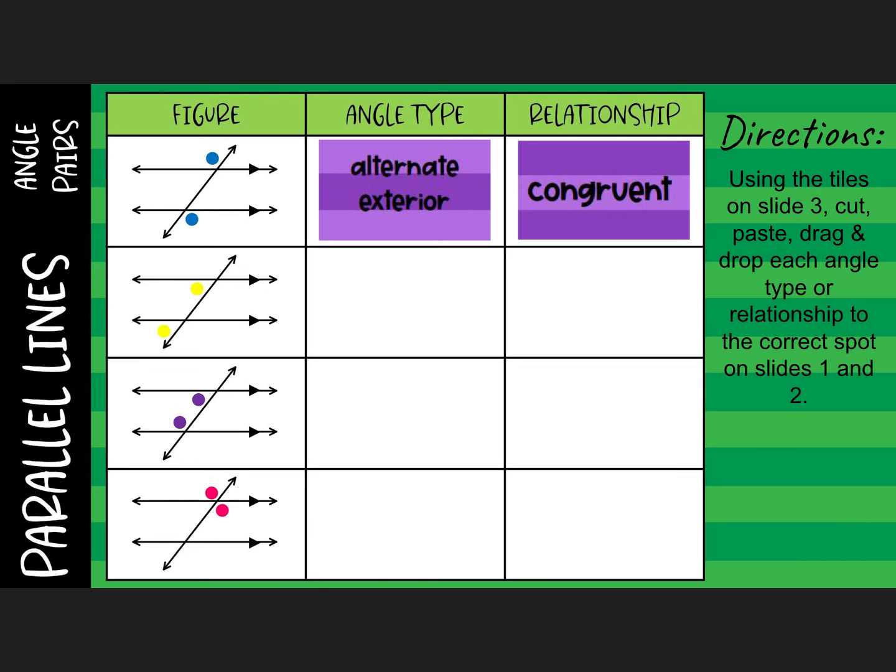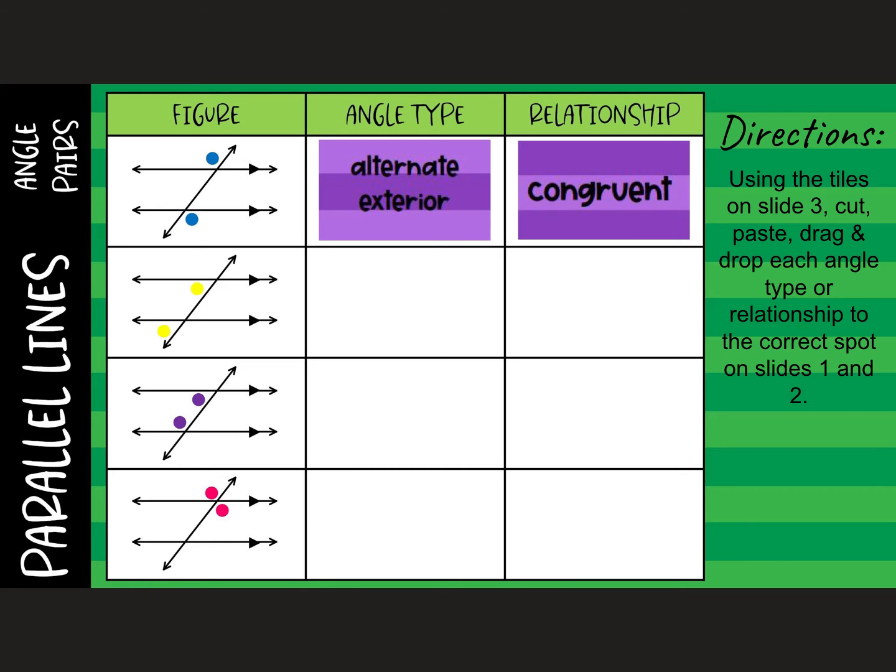There are 3 slides. The first 2 slides have the figures where you're going to do the classifying, and the third page has all of those options. All you need to do is cut and paste or copy and paste from that third slide for the angle type. That's where you'll have alternate exterior, alternate interior, same side interior, same side exterior, corresponding, vertical. And then you say how they are related. So are they congruent or are they supplementary? Those are going to be the 2 answers for the relationship piece.